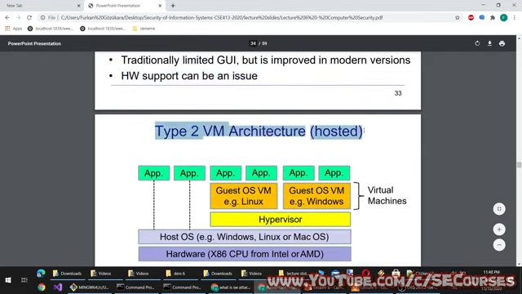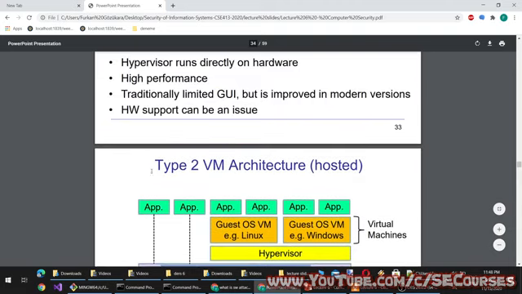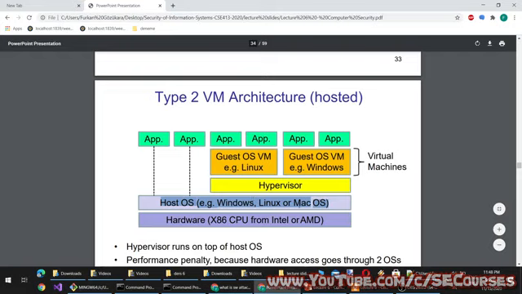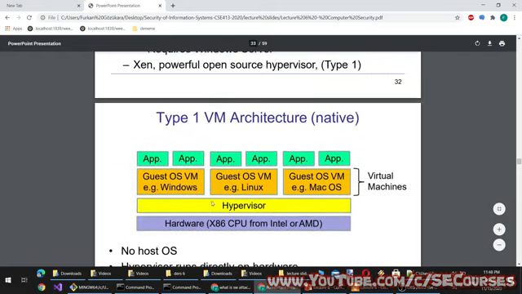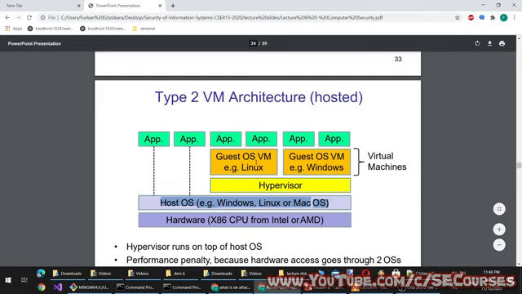So type 2, which is hosted. Type 2 VM architecture, hosted. So you see there is hardware, and above it there is a host operating system. So basically type 2 is running on the host operating system. However, type 1 is running on the hypervisor, which is directly running on the hardware. So there is no hosting operating system for the hypervisor. However, on type 2 there is a hosting operating system, for example Windows, Linux, macOS or whatever, and above it there is the hypervisor. Okay.